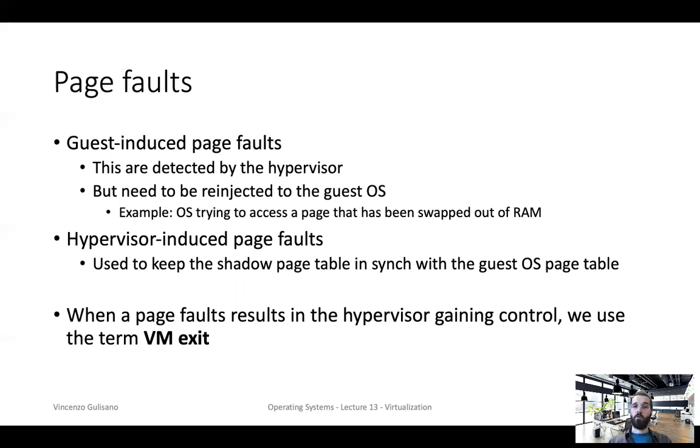Then we have hypervisor-induced page faults. For example, if you make the memory used by the guest operating system to keep the page tables read-only, that is only intended for the hypervisor, again, to update the shadow page table, for example, but those faults don't need to be re-injected into the guest operating system. We say we are observing a VM exit, a virtual machine exit, whenever a page fault results in the hypervisor gaining control.